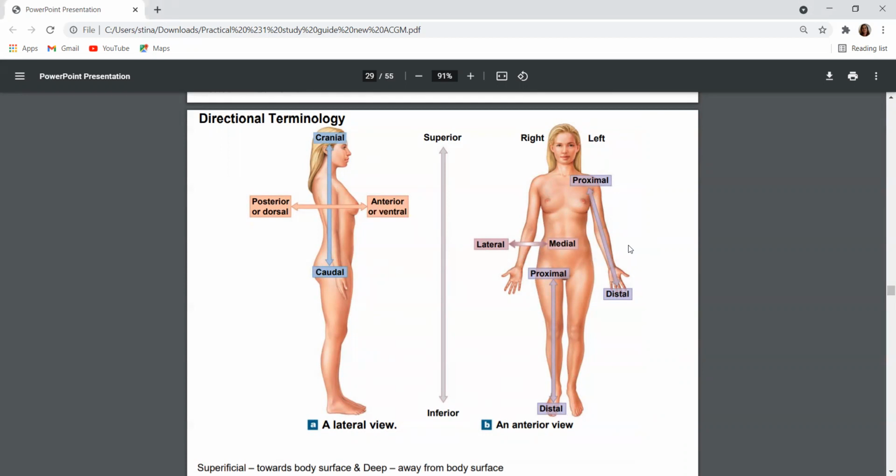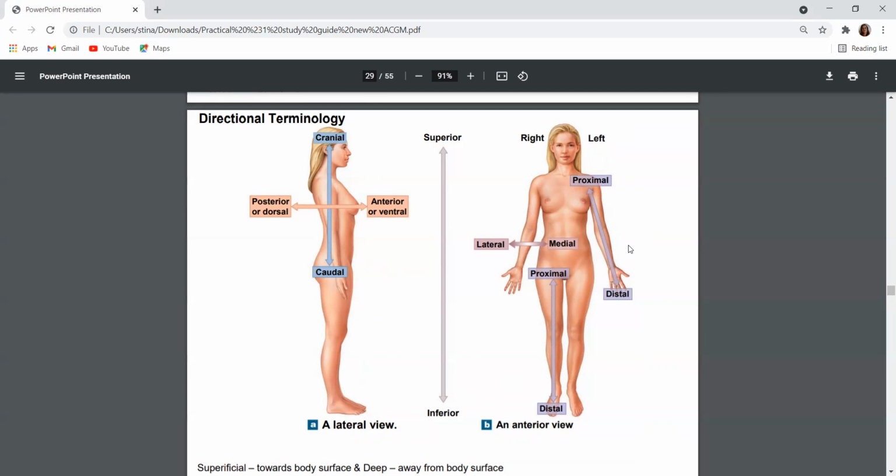Let's do another one. One that is not covered on here that you do need to know is deep and superficial. So deep means more towards the interior of the body, and superficial means more towards the exterior of the body. So your heart would be what to your skin? Your heart would be deep, your skin would be superficial. So your heart would be deep to the skin. Flip that around. What would your skin be to your heart? Your skin would be superficial to your heart.